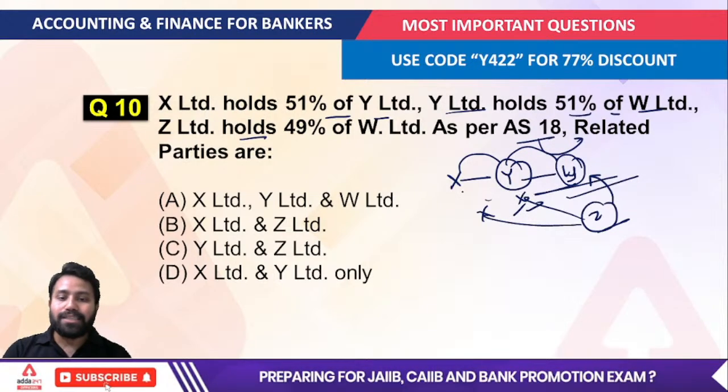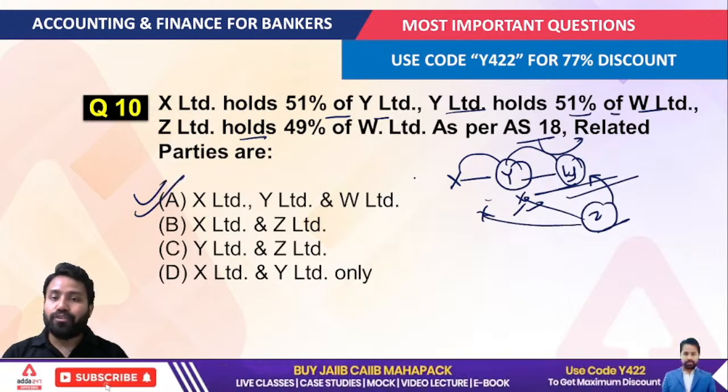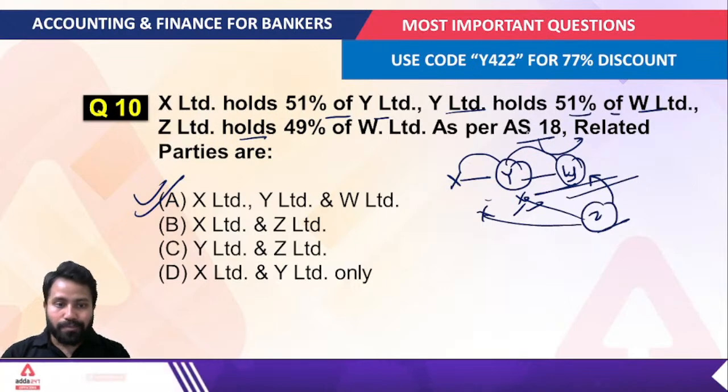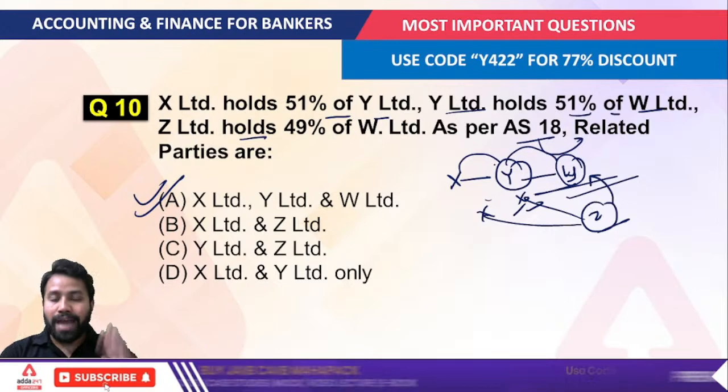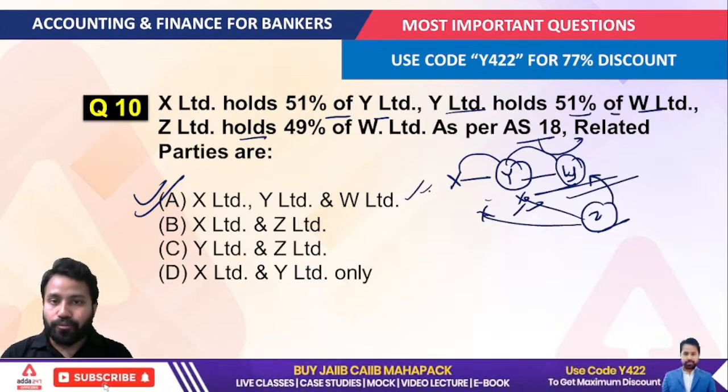The related parties should be X, Y, and W. That is a very, very important question from the exam point of view. Okay. So as per accounting standard 18, related parties are X Limited, Y Limited, and W Limited. That should be your correct answer.